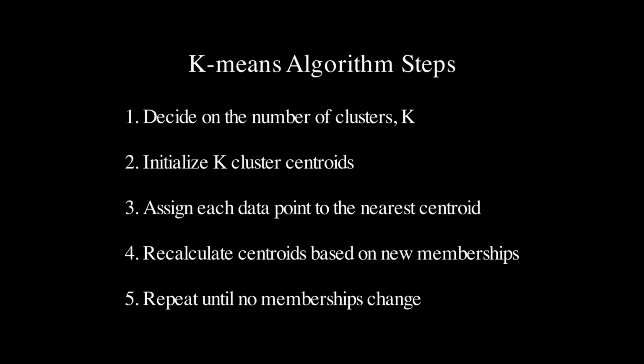The k-means algorithm follows a straightforward iterative process. First, we choose our desired number of clusters, k. Then we initialize k centroids randomly in our data space. Next comes the core iteration. We assign each data point to its nearest centroid, then recalculate the centroids based on these new assignments. This process continues until cluster assignments stabilize.